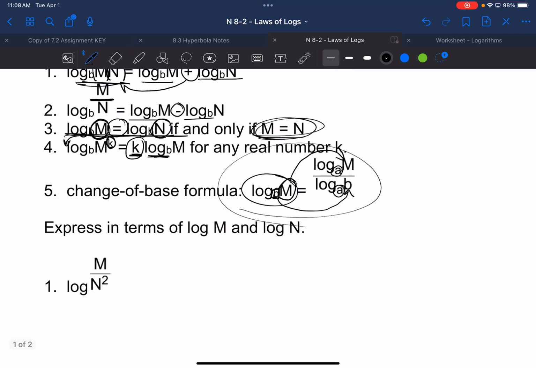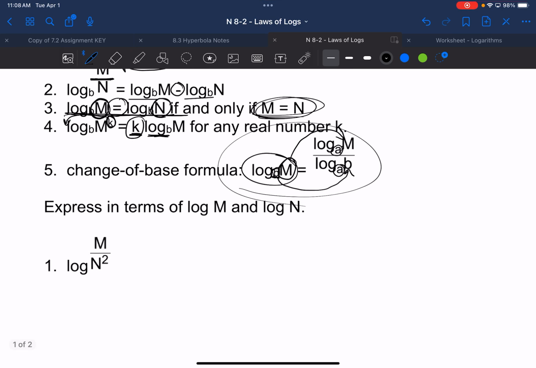All right, so keeping that in mind, for number 1, we're going to express terms of log m and log n. So instead of being a condensed version like it currently is, we want to expand it out. Okay, well, in this expression, we have division, right? Well, you guys said we're allowed to rewrite division as what? Subtraction. So I'm going to rewrite this as log.